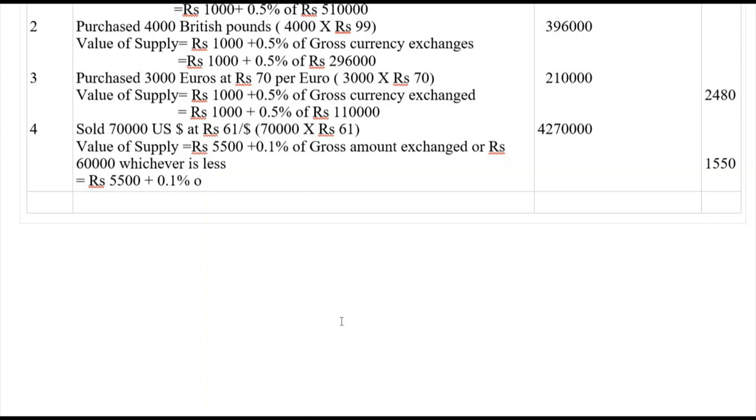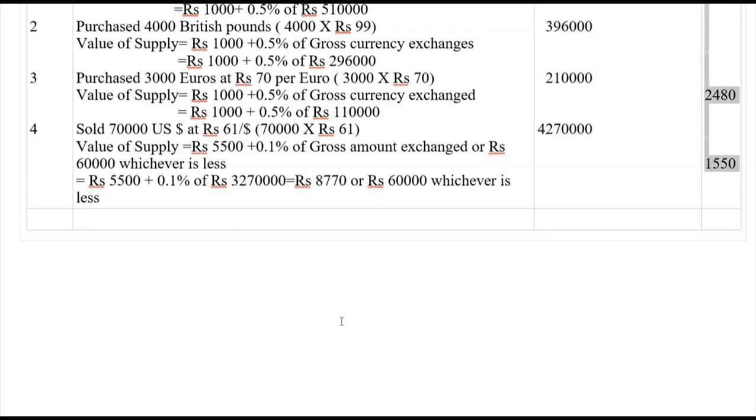When we substitute the values, rupees 5,500 plus 0.1% of rupees 42,70,000 minus 10 lakhs, that comes to 32,70,000, which equals rupees 8,770, or rupees 60,000, whichever is less. So that comes to rupees 8,770.